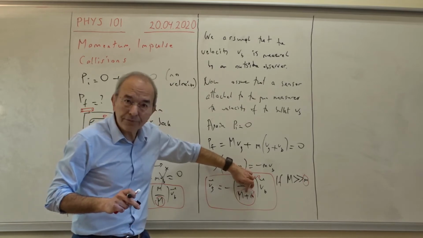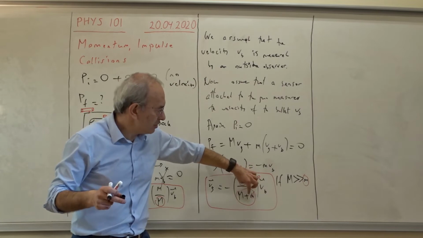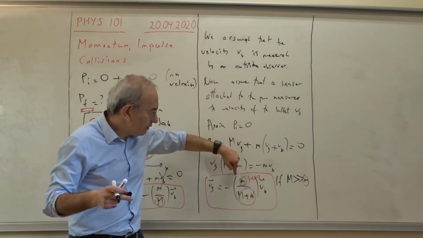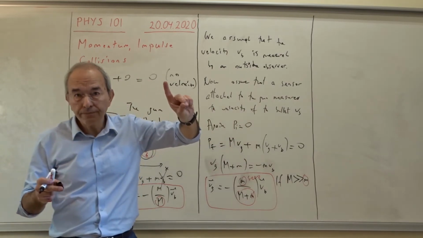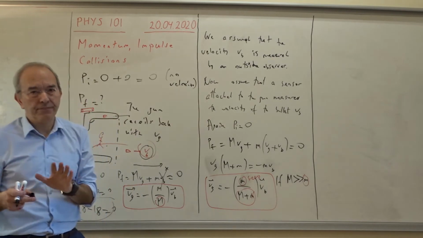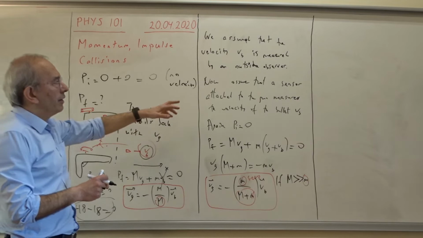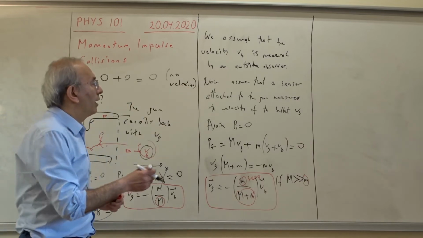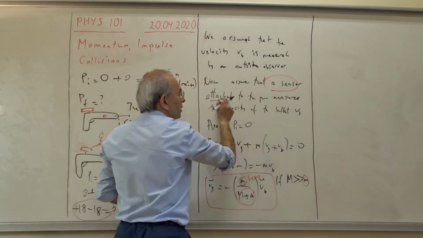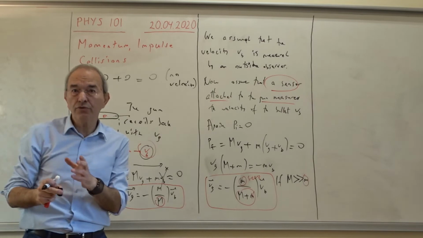In addition and subtraction, we can neglect these little terms with respect to the large terms. However, if there's only a single value in the numerator or denominator, we should keep that. Please keep in mind. So this is the case if a sensor attached to the gun measures the velocity. Otherwise, be careful for the observer.